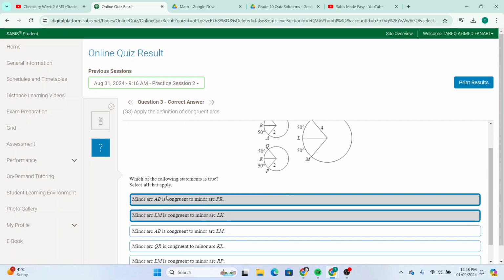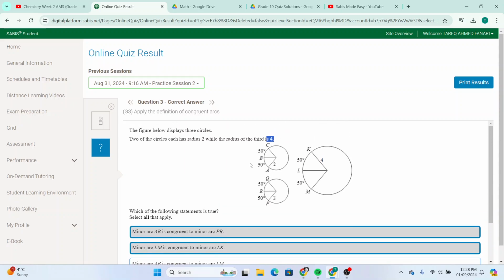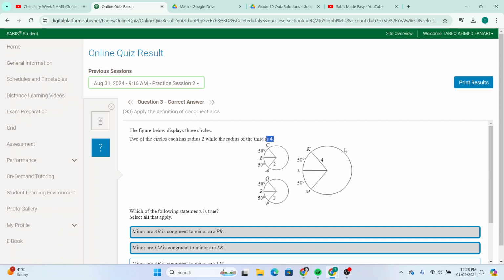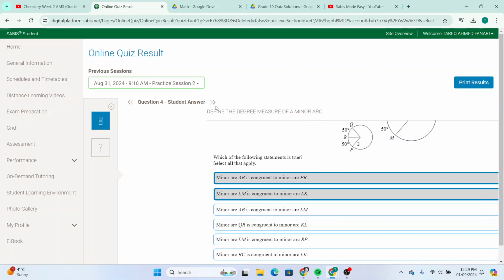So let's see, minor arc AB is congruent to minor arc PR. AB, PR. Yes, as you can see, the measure is 2 here, the measure is 2 here, the measure of the angle is 50 here, the measure of the angle is 50 here. So this is correct. Minor arc LM is congruent to minor arc LK. I just explained this. It's the big circle. It's not congruent to any of the other things. It's congruent to the other arc because they have the same measure and the same radii. Okay.